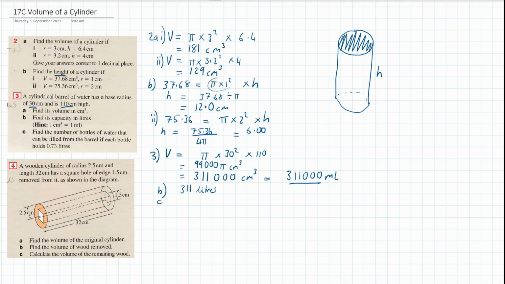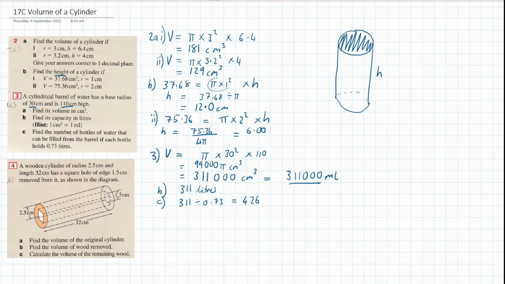And then part C, we've got to find how many bottles of water can be filled from the barrel if each bottle holds 0.73 liters. Well, we just go 311 divided by 0.73. Unfortunately, I've rounded here, so you'd probably want to use your unrounded answer to get a more accurate one, but I'm saying approximately 426 times.